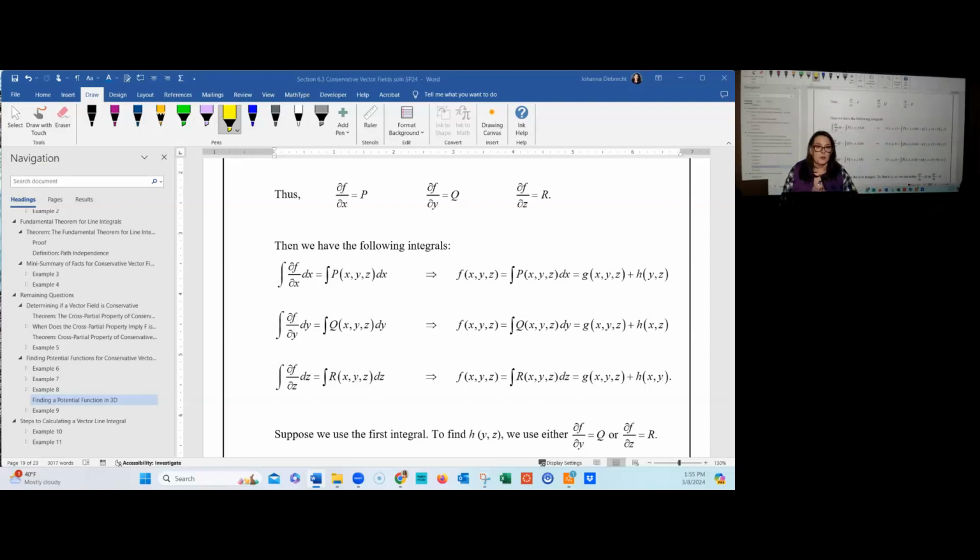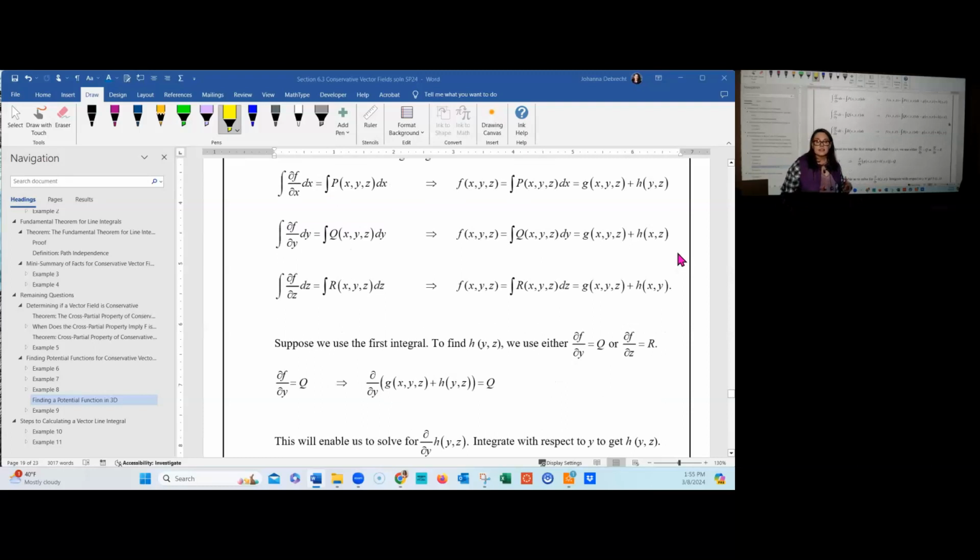Once we've determined one, then we will find the potential function by setting it equal to that g of x, y, and z plus h of whatever. In this case, let's suppose we use the first integral again, p with respect to x. This will give us g of x, y, and z plus some constant valued function of y and z. When we do this, we then need to use one of the two partial derivatives we haven't used yet, either that the partial of f with respect to y is q, or that the partial of f with respect to z is r.